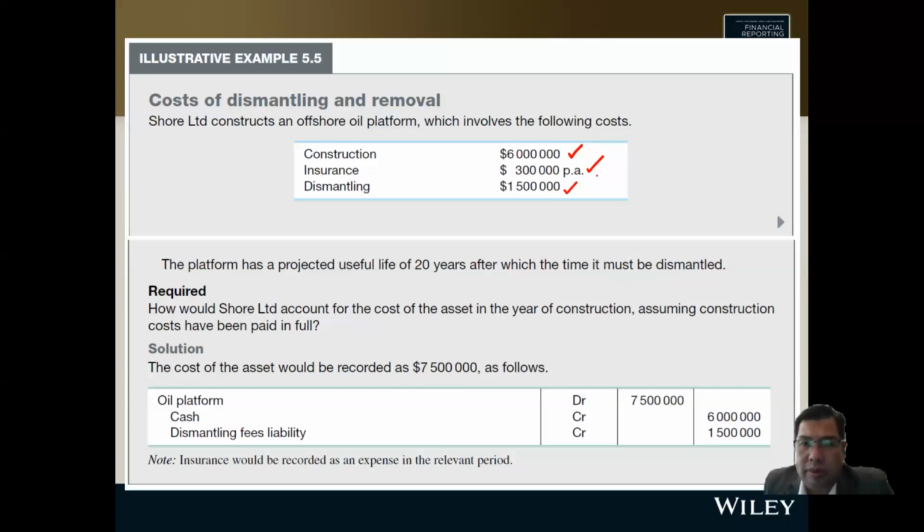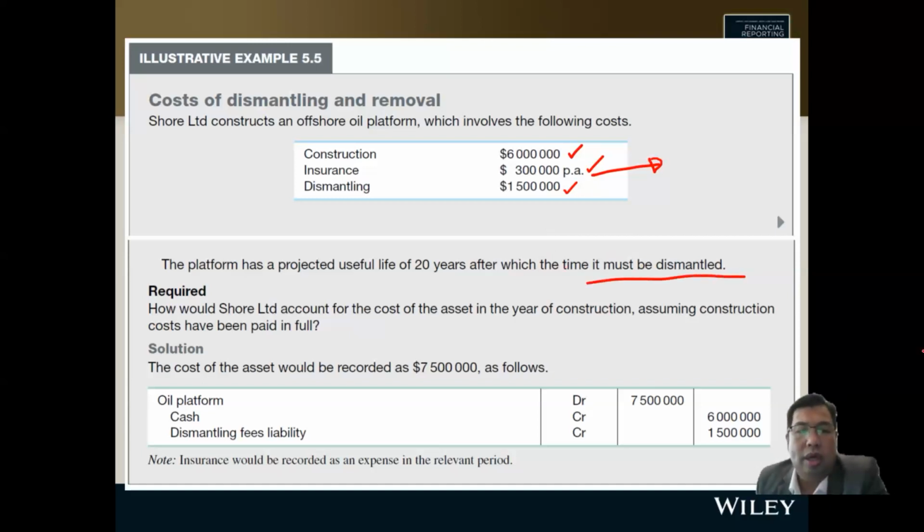Always remember this insurance cannot be included in your PPE cost because it's a recurring expense. Next year you're going to pay another 300,000. The following year you also need to pay around 300,000. And this platform has a useful life of 20 years. After that, it must be dismantled.